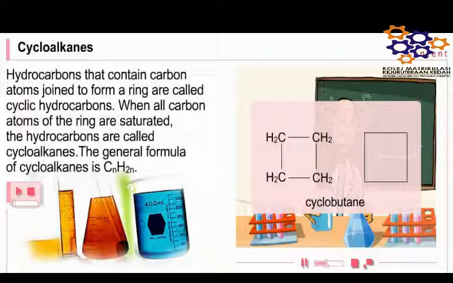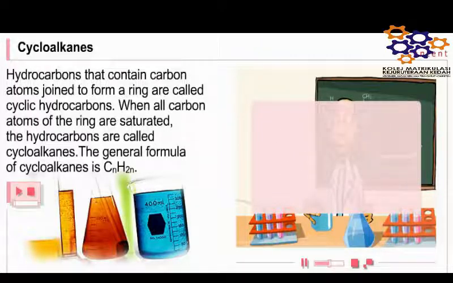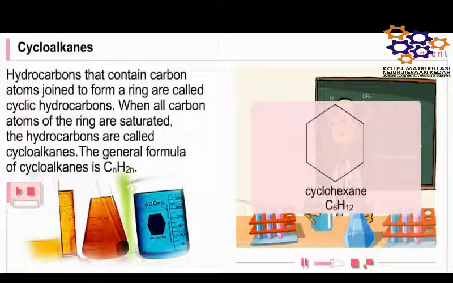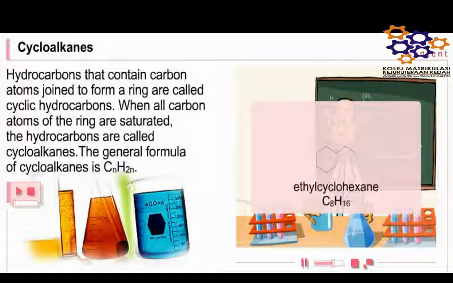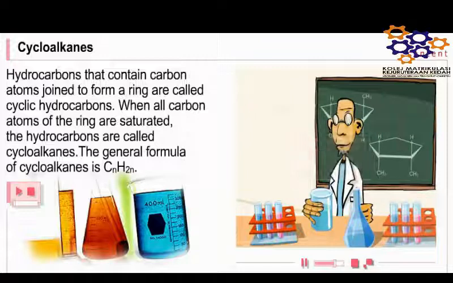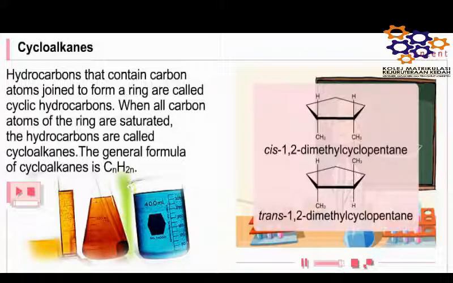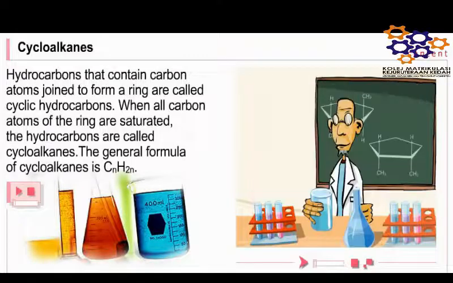Some other examples of cycloalkanes will appear on the screen. These are cyclopentane, cyclohexane, and ethylcyclohexane. Perhaps you remember that the presence of two substituents in a molecule of cycloalkane allows the possibility of cis-trans isomerism. For example, 1,2-dimethylcyclopentane can exist as cis and trans isomers.